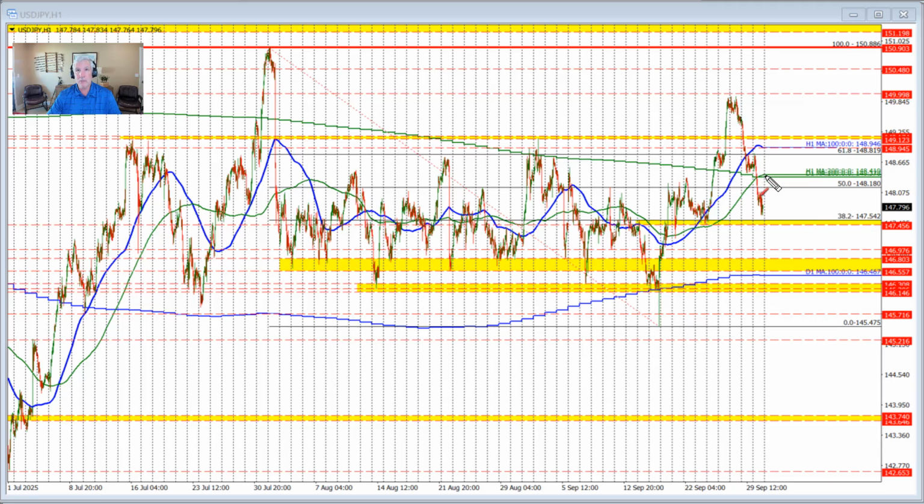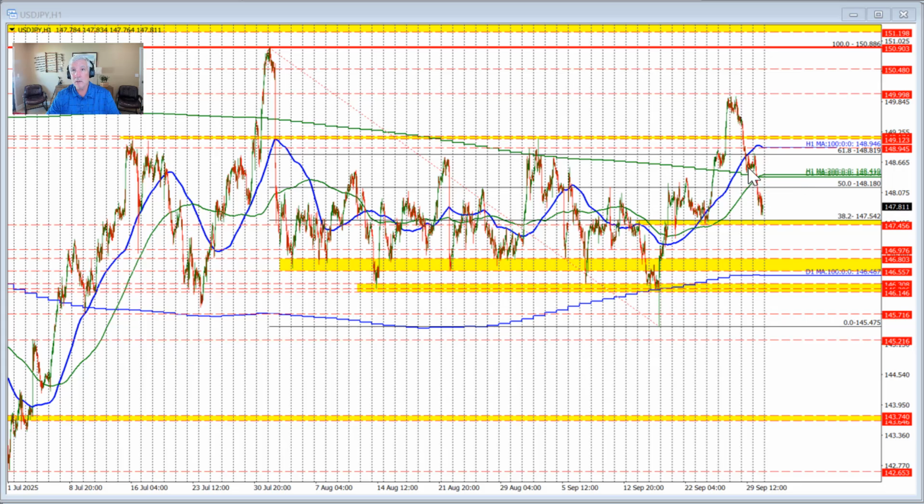Technically speaking, we fell below these two moving averages right here. That was the 200-hour moving average and the 200-day moving average. Both of them converged near the 148.40-ish level. Note that we broke above that level last week and found support buyers against it before moving higher. And trading yesterday, we came back down toward that level, found support buyers and moved higher before moving to the downside.